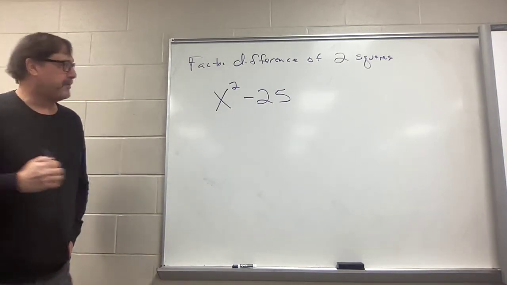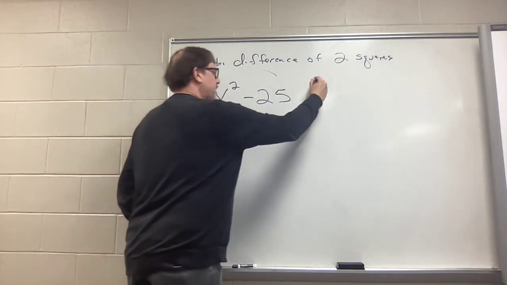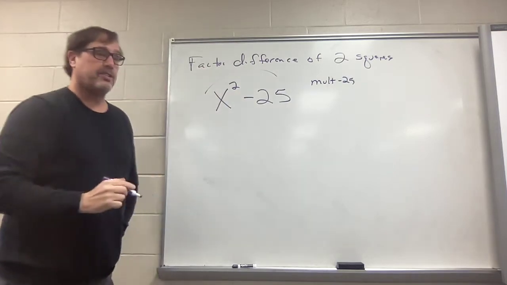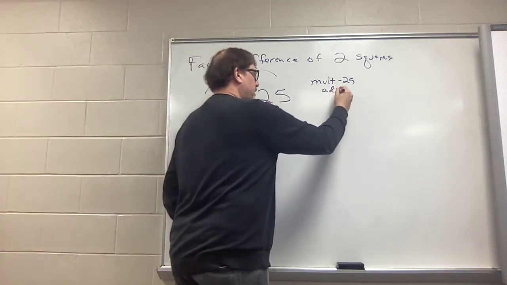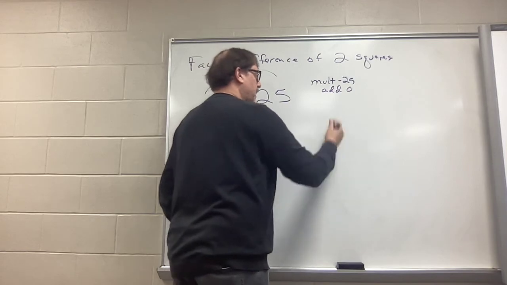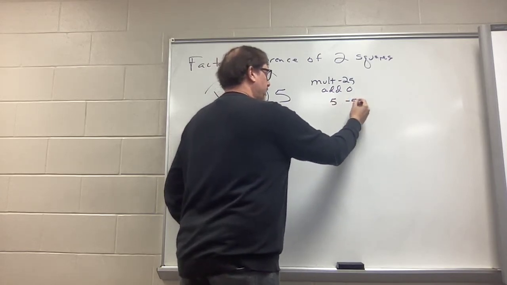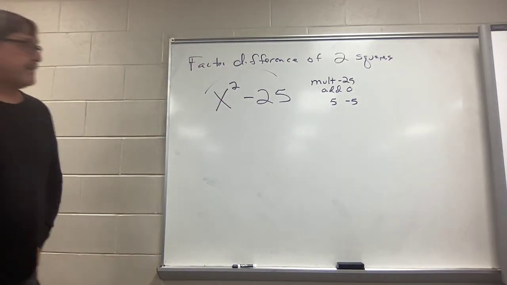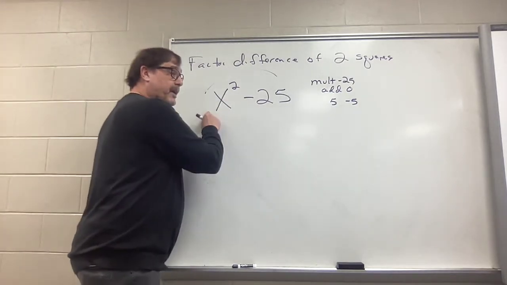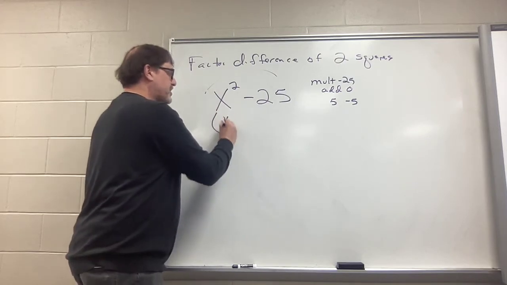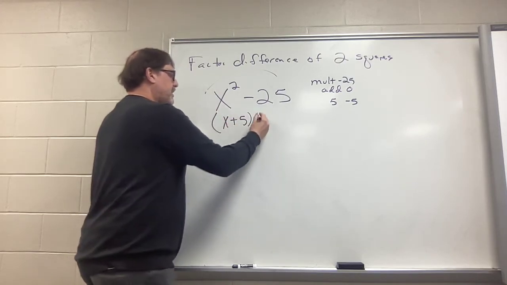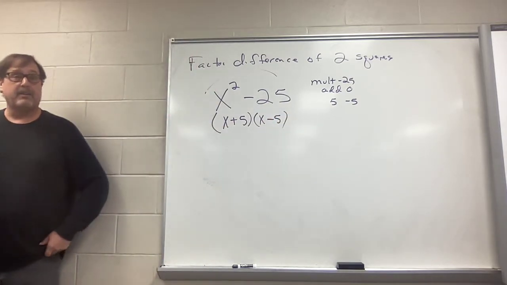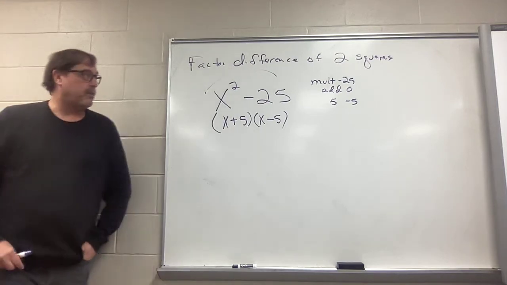I'm going to do it this way. I'm going to say multiplies to be negative 25. There's no x's, so it adds to be 0. And let's see, that would be 5 and negative 5. Correct? And so then, if this is a 1, I can just jump to the answer of x plus 5, x minus 5. Right? That's how we do it if it's trinomial. So we're not doing it that way. We're doing it the following way.